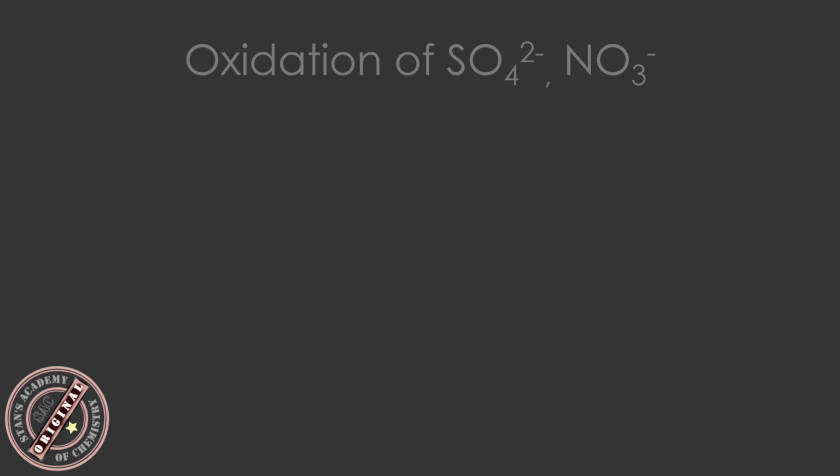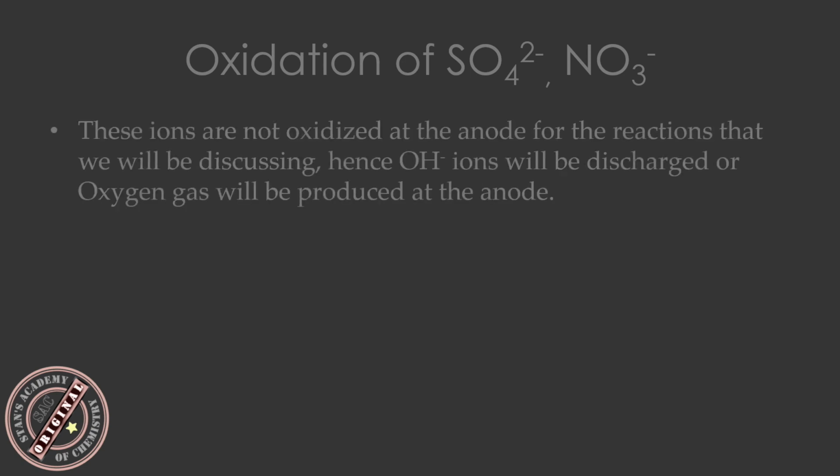If you keep this in mind, it becomes reasonable to explain why and what the products may be at the different electrodes, or at the anode, in an electrolytic cell involving aqueous solutions of ionic compounds. These ions do not oxidize at the anode for the reactions that we will be discussing. Hence, OH- ions will be discharged, or oxygen will be produced at the anode. So that's the generalization that I'm going to use here to predict the products that are obtained in the next electrolysis.